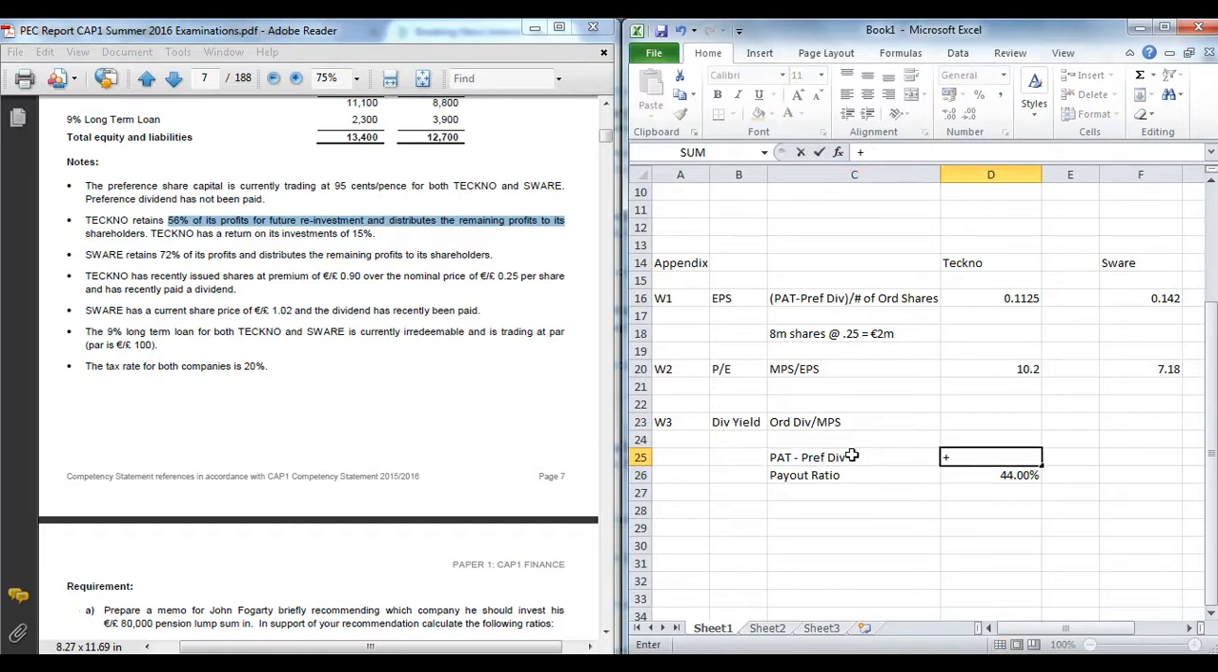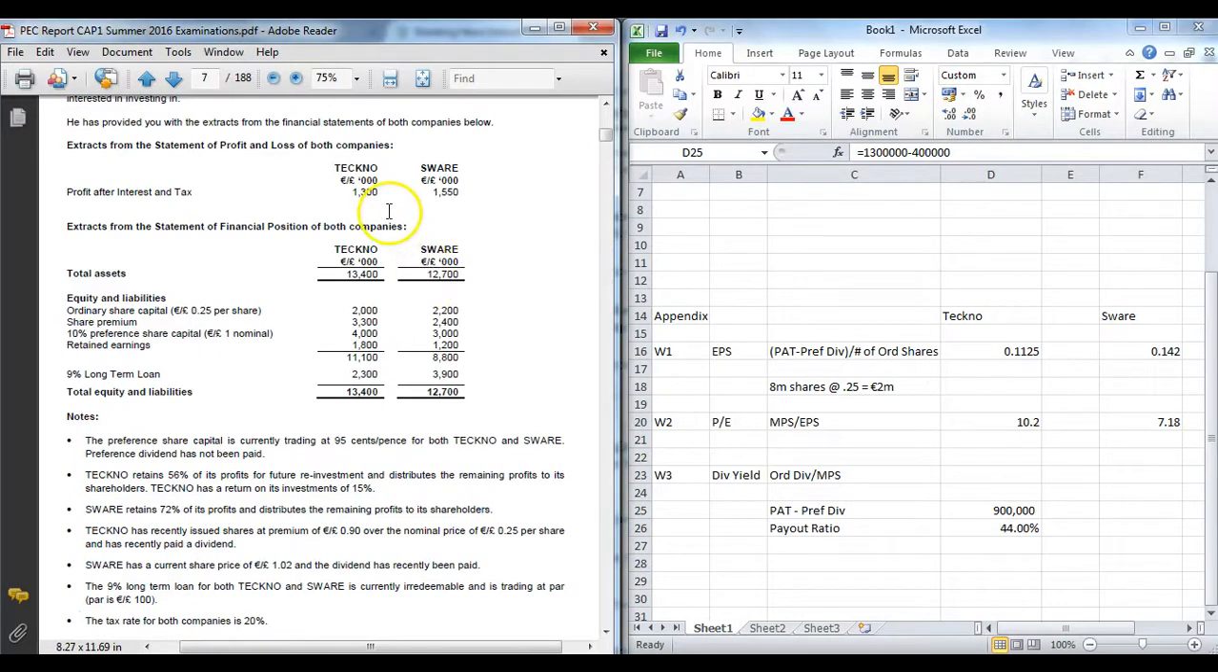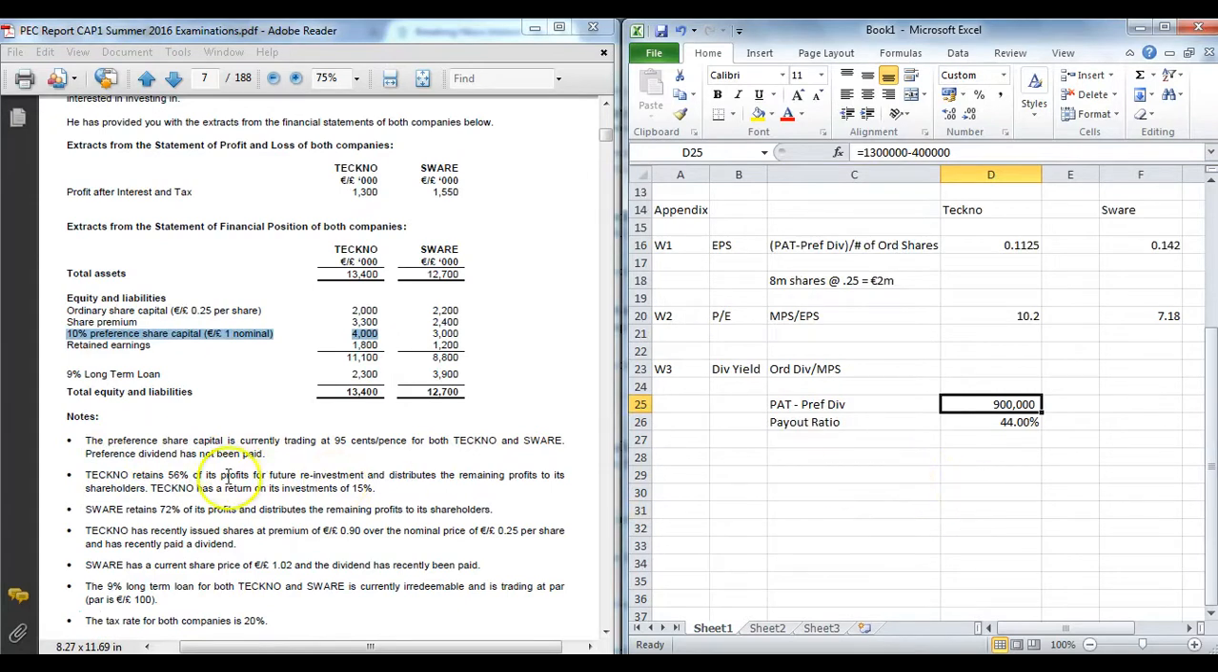That is 1.3 million minus 400,000. So remember, we've done that from up above in the initial working, that there is 1.3 million profits available, but 400,000 of that goes to preference dividend, which has not been paid yet. Therefore, what's available for ordinary shareholders, and we're always interested in ordinary shareholders, is 900,000. And the dividend then will be 44% of that, which is 396.